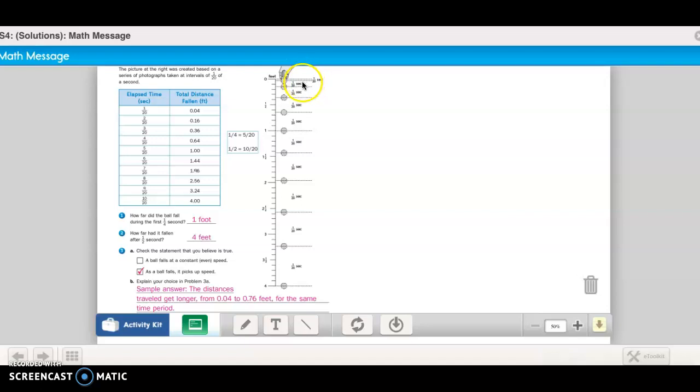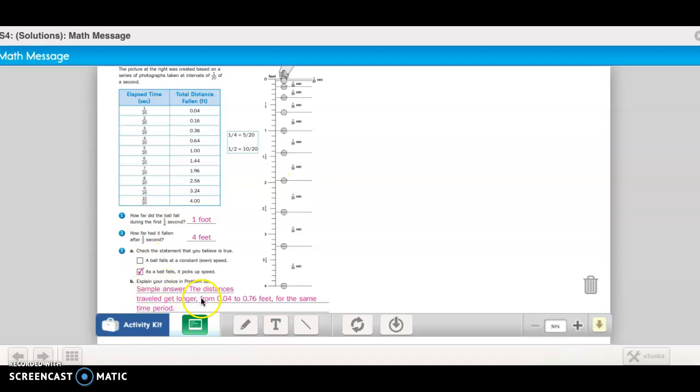If I count 1, 2, 3, 4, 5/20ths of a second, I'm there at 1 foot. And if I count down the 10/20ths, or the 10 intervals of that 1/20th of a second, you'll notice the ball has fallen 4 feet. 3A, check the statement that you believe is true. As you notice, the ball, as it falls, it picks up speed. It's covering more distance, so it's going a longer amount of space in the same amount of time.